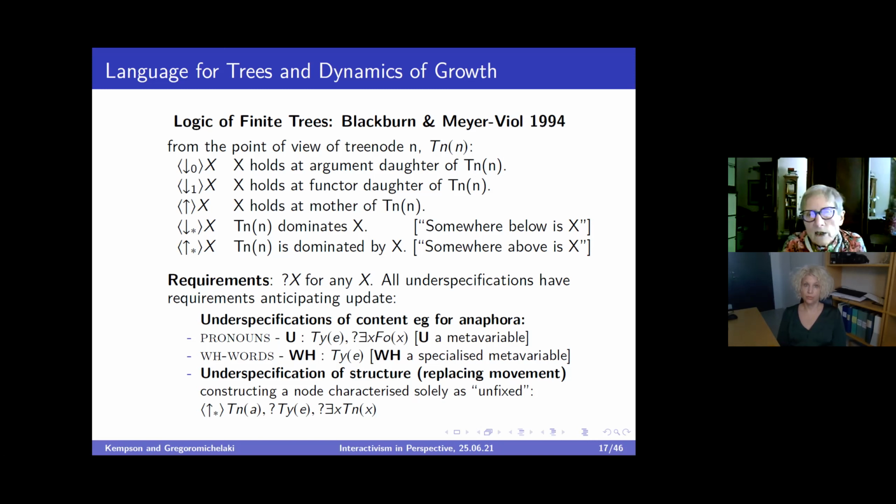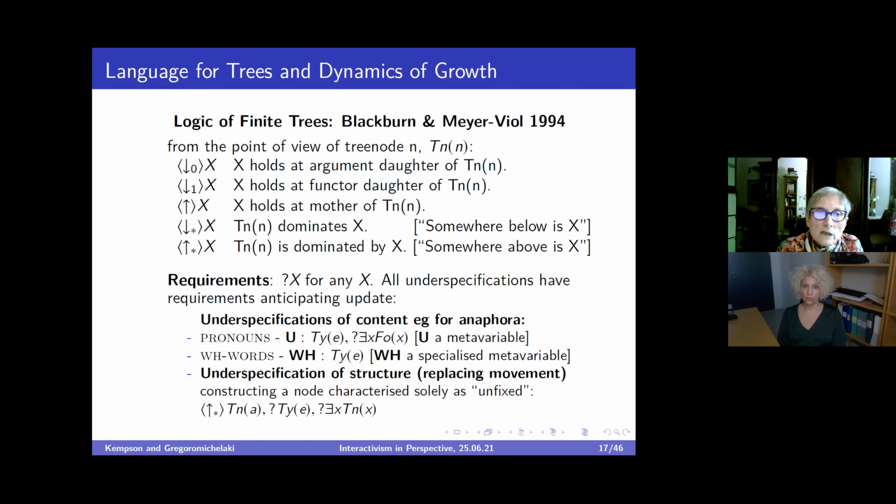Now, the very familiar ones from the literature are underspecifications of content, let's say for anaphora, pronouns, and suchlike. For these, we assume that they are of type E, and they have an associated metavariable placeholder. And notice the requirement: there's a requirement that there be a fixed formula value. And WH words, we in fact think for questions, are a specialized type of metavariable. But more of interest from the point of view of the syntax is that we assume there's an underspecification of structure replacing movement. And this isn't just that the nodes need to be more developed. We want to characterize some nodes as actually unfixed, as having a relation to some node above them which is not yet fixed.